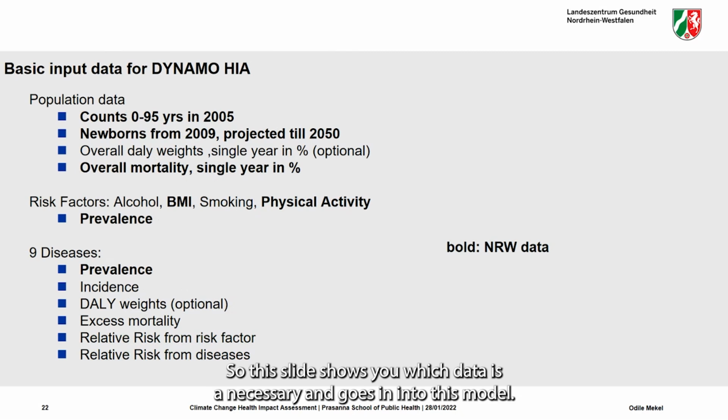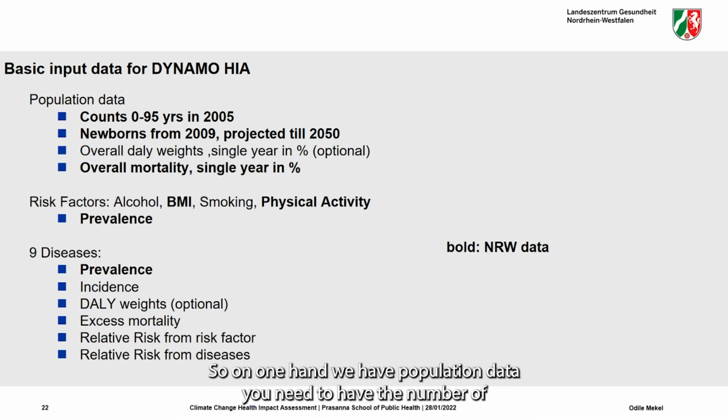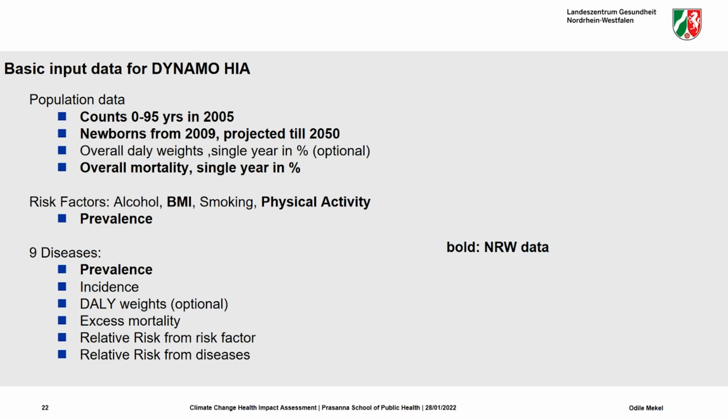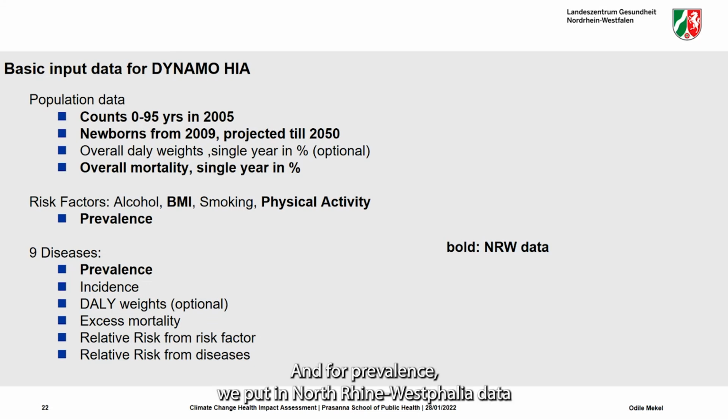So this slide shows you which data is necessary and goes into this model. On one hand, we have population data. You need to have the number of people who are living in your area, and we had 2005, 2009 data for it, risk factors and diseases. And for prevalence, we put in North Rhine-Westphalia data, so where it is bold, these were North Rhine-Westphalia data. And we did it for BMI.